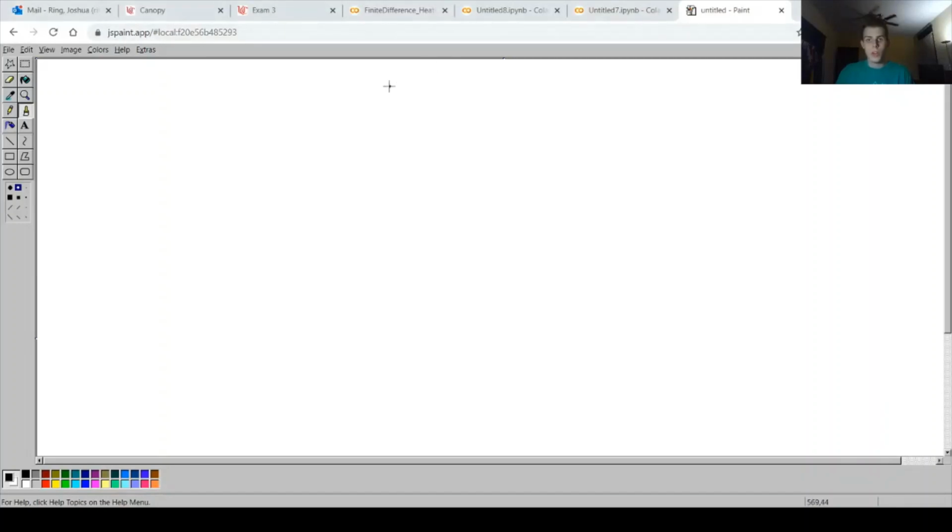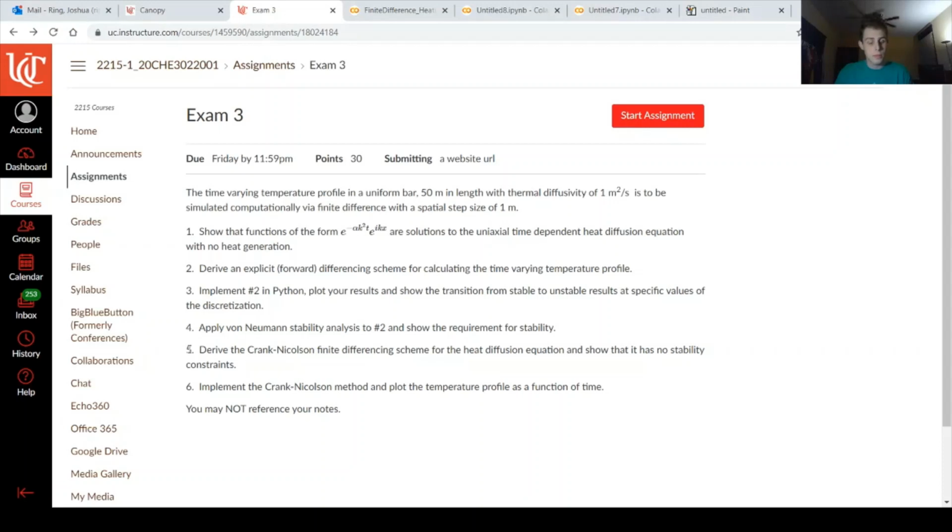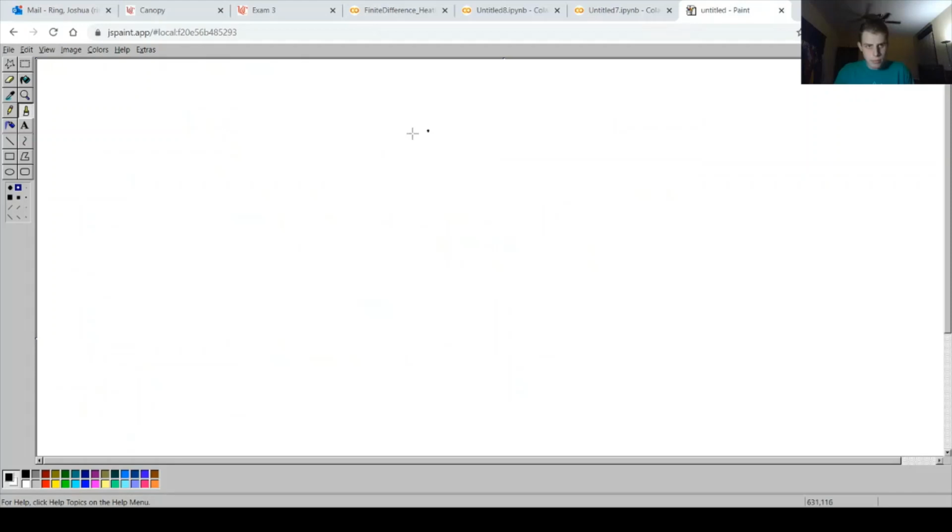All right, so here we are on exam 3, part 5, and in this part we are going to derive the Crank-Nicholson finite differencing scheme for the heat diffusion equation and show that it has no stability constraints. So we start this off by just jumping right into it.